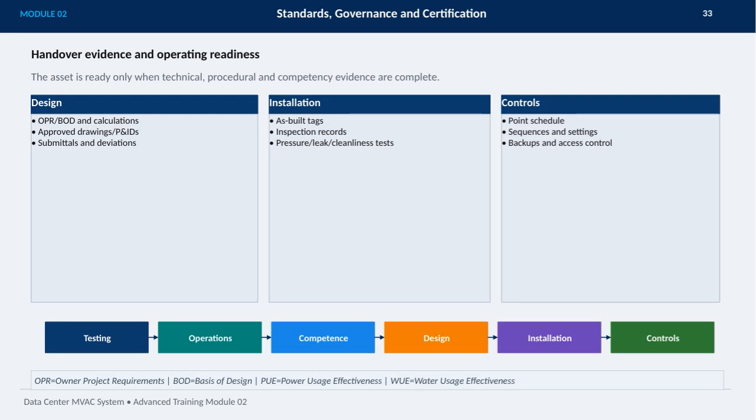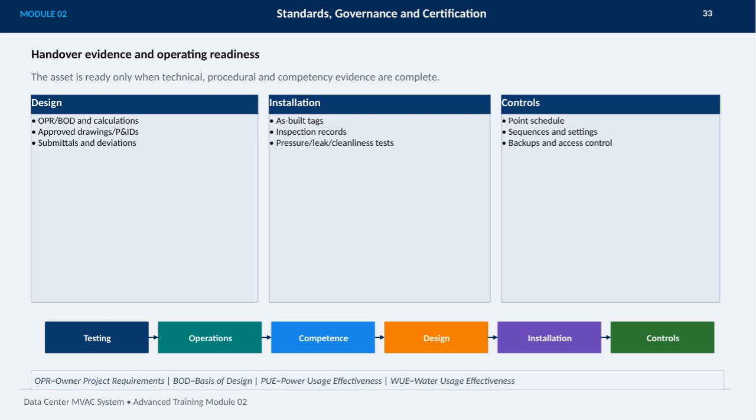When we talk about handover evidence and operating readiness, it's crucial to understand that the asset is only ready when all technical, procedural, and competency evidence are complete. Starting with design, we need to have completed the owner project requirements or OPR, the basis of design or BOD, and all calculations, along with approved drawings and P&IDs. Any submittals or deviations must also be documented.